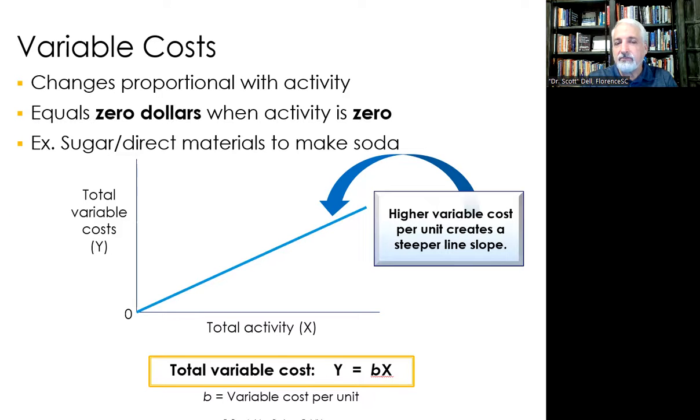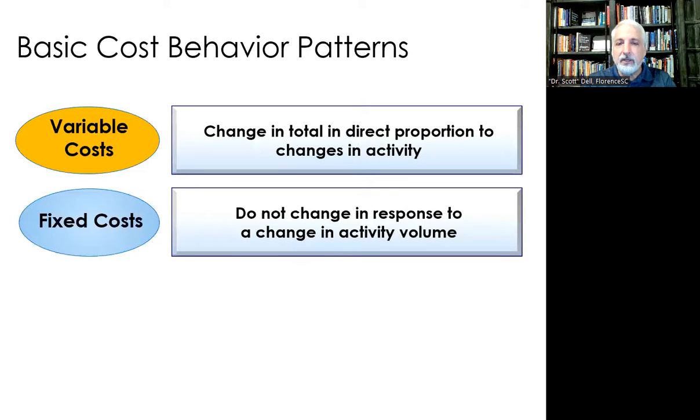So we think of making soda, Coca-Cola, Pepsi. We have sugar and direct materials to make the soda. And if we don't make any soda, we don't use any sugar or high fructose corn syrup, unfortunately, to go with that. Then we look at our fixed costs.